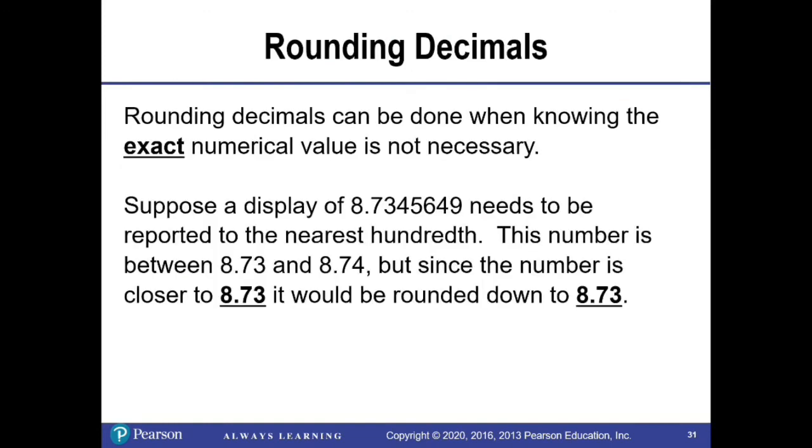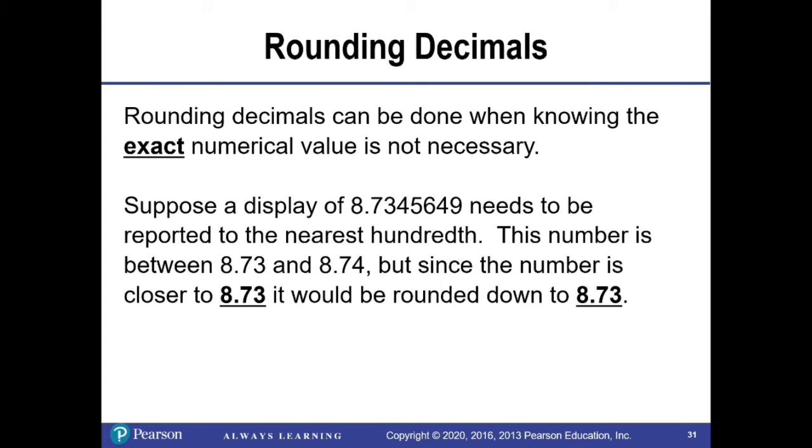Now let's look at rounding. Now we want to round only when we don't have to know the exact numerical number. And I want to round to the nearest number. So let's suppose we have 8.7345649, and I want to round to the nearest hundredth here.